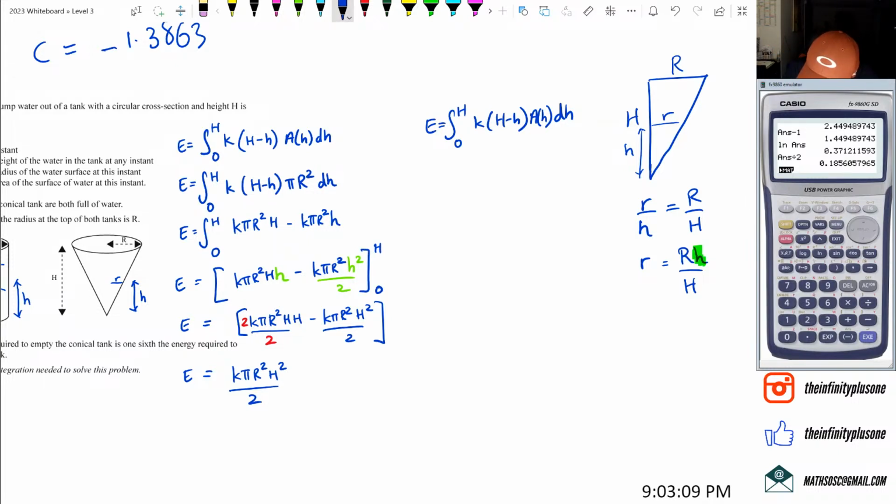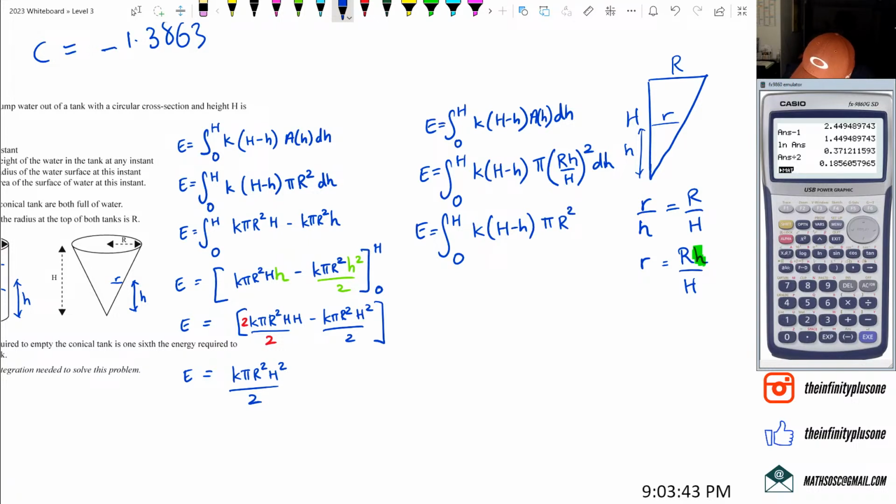So with that in mind, we're going to follow the same process again. We've got h and 0, k, h minus h, and instead of pi capital R squared, we're going to put the little r, and because it's little r, we're going to put that as r h over h squared dh. Okay, all you're doing in this question is just a bunch of substitutions. So then we're going to get E is equal to H0, K times H minus H, pi R squared, H squared over H squared, dH.